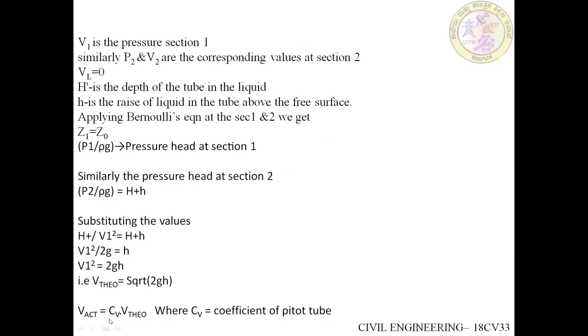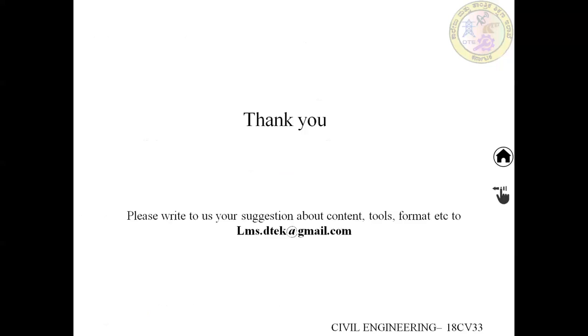To get V actual, we have to multiply the theoretical velocity by the coefficient of the pitot tube, or coefficient of velocity. Thank you.